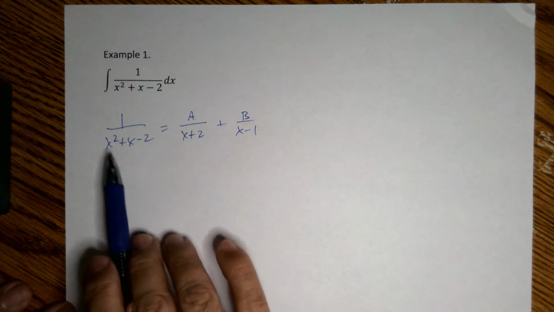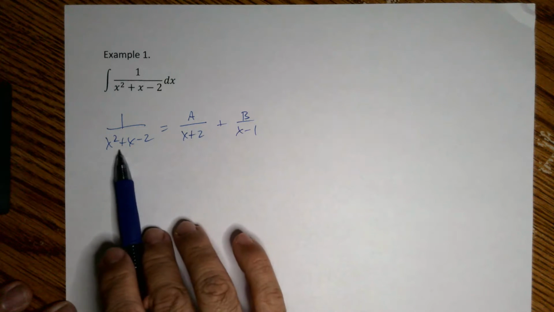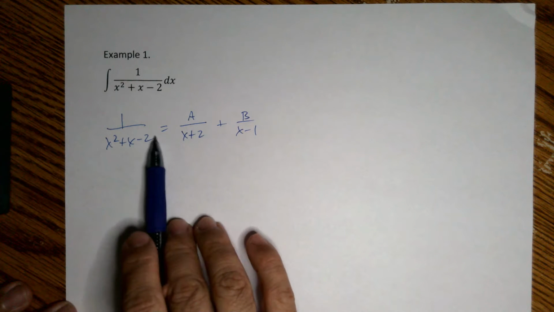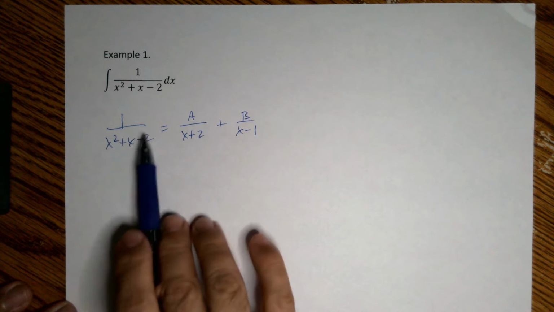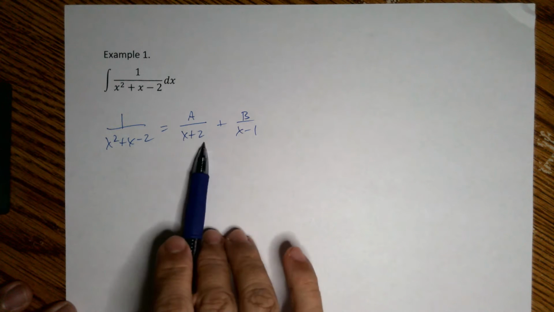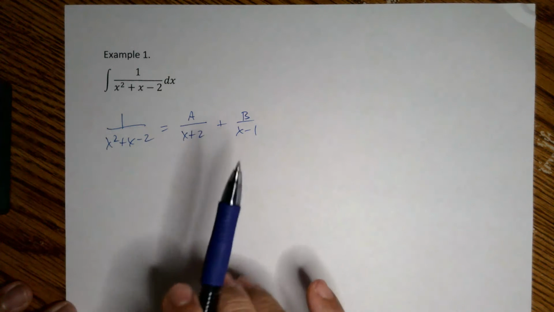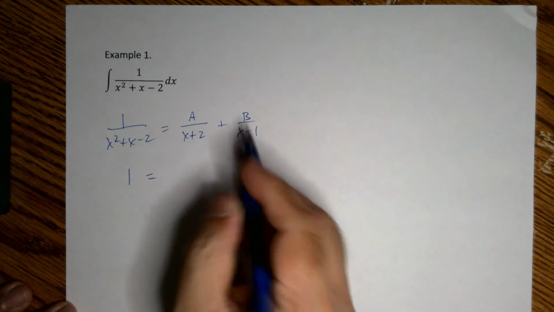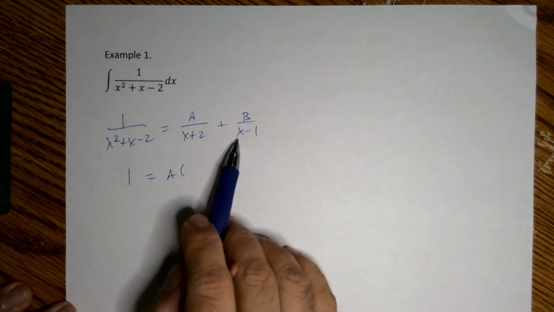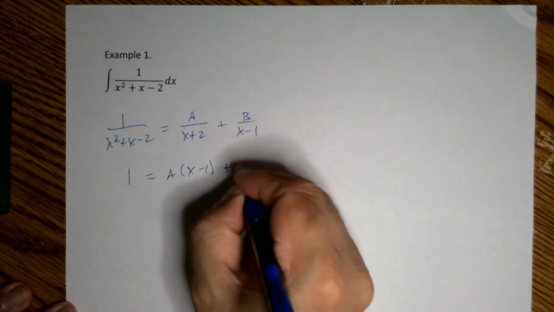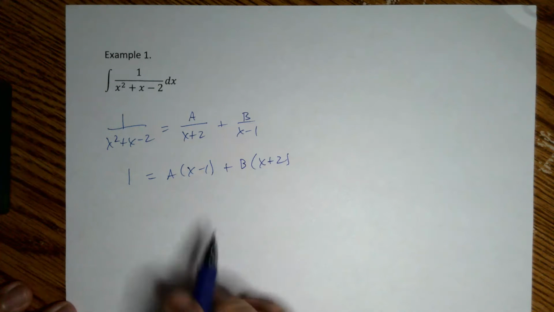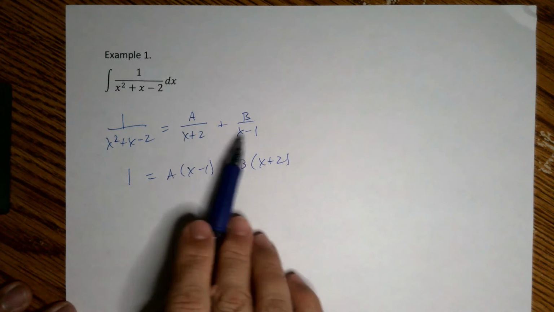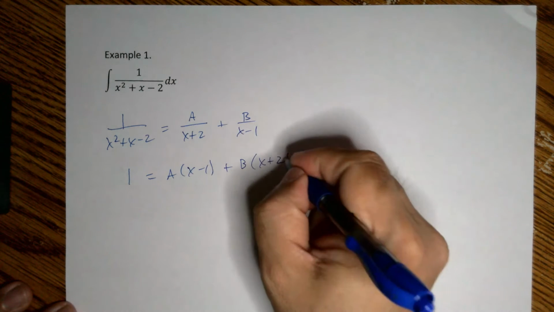Now what I'm going to do is multiply through by the common denominator, which of course is x squared plus x minus 2, because this trinomial contains these two binomials as factors. If I multiply through by the common denominator, on the left-hand side I get 1. On the right-hand side, it becomes a times x minus 1 and b times x plus 2. So I end up multiplying the numerator by the factor that's missing. That's not 21, that's 2.